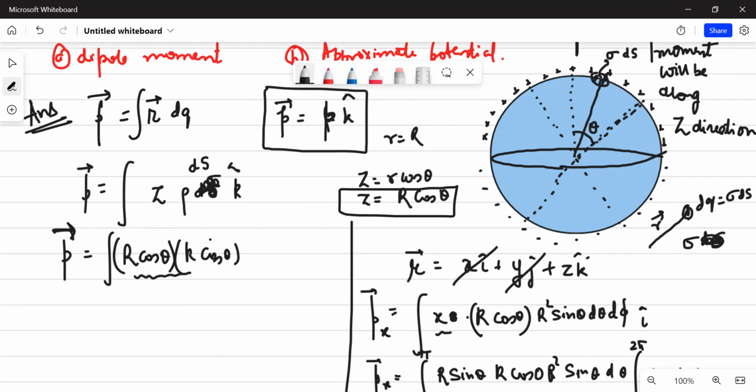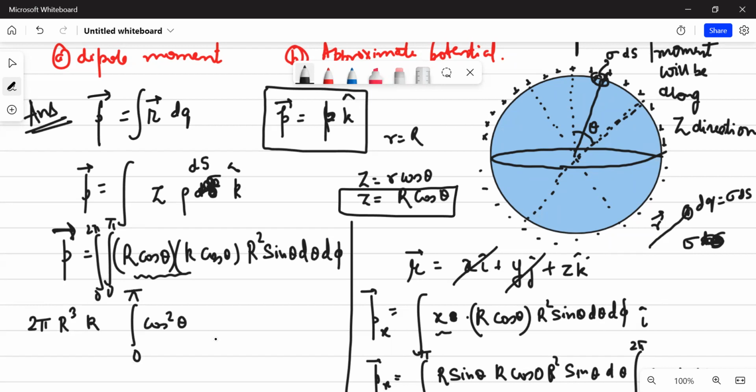Okay, so now z will be r cos theta, rho would be, rho क्या था, सॉरी, k cos theta, ds क्या था, r square sin theta, I'll write d theta, I'll write d phi. Okay, so this integration from 0 to pi here and from 0 to 2 pi would give you what? So it will give you 2 pi, it will give you r cube, it will give you k, and then you have this integration from 0 to pi. This is cos square theta, and then there is sin theta.